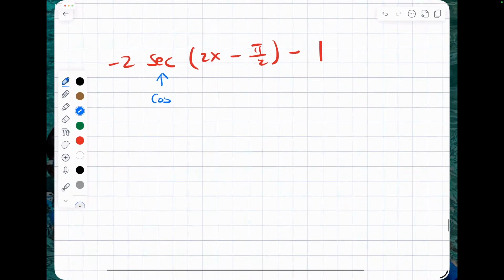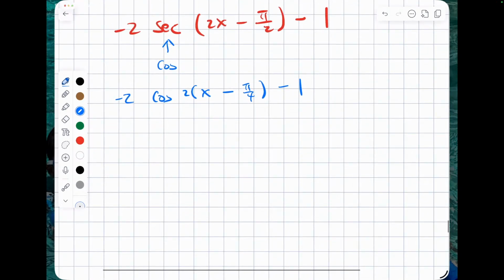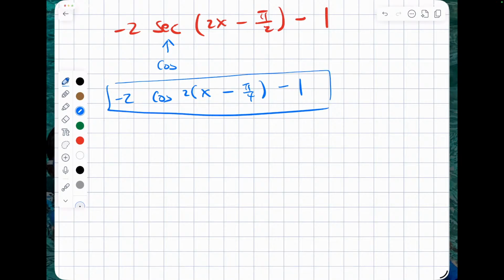So I'm going to treat it as -2 cosine of 2x minus pi over 4, minus 1. Hopefully you did all that. If you factor out 2, that will help you a lot. Now, I'm going to start with graphing this. Why did I ask you to graph secant? Because you have to graph both graphs.